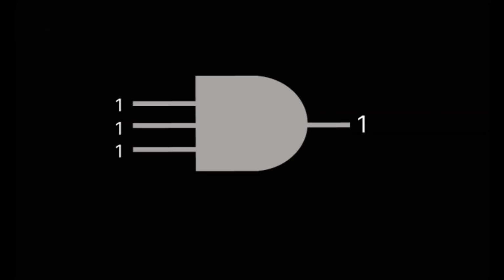Also note that such gates as the AND gate can have more than 2 inputs. It can have 3, 4, 5, and as many as required by your design. But the working principle is the same.